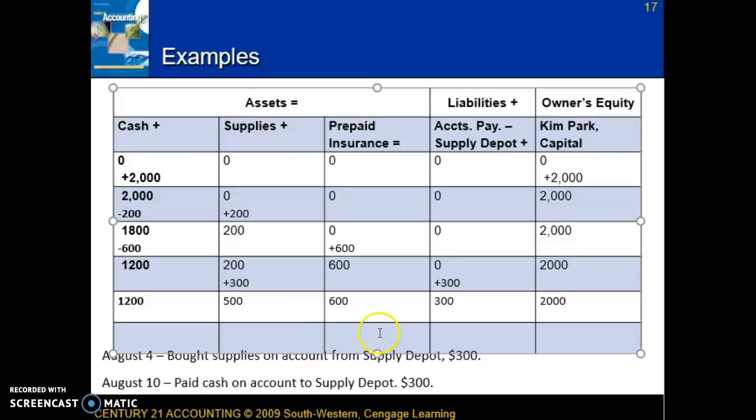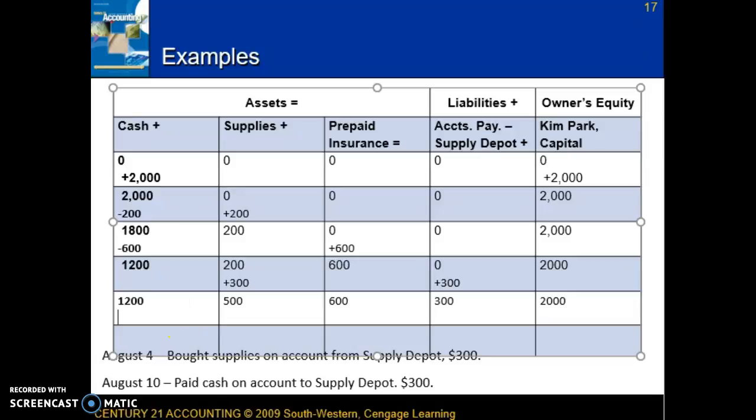So our last transaction that we're going to have here is on August 10th. We paid cash on account to Supply Depot. We paid them $300. So paid cash. Anytime you see the word paid cash, it's going to be a minus for cash. So minus 300. Now we're paying on account to Supply Depot. So what we're going to do, since we're paying on account, we also need to subtract $300 because we will now owe them nothing. Remember, your accounting equation must stay in balance.